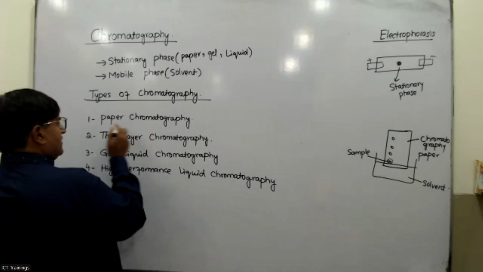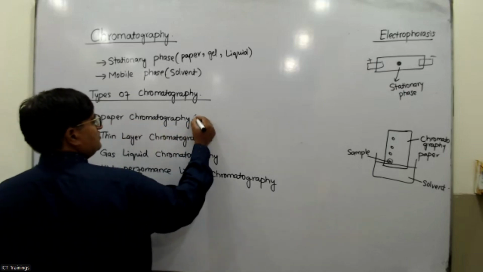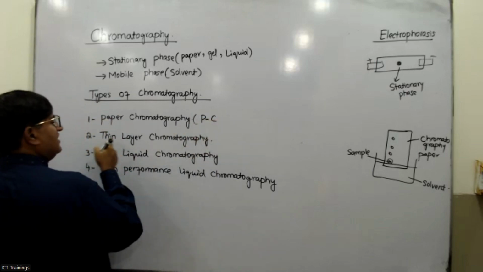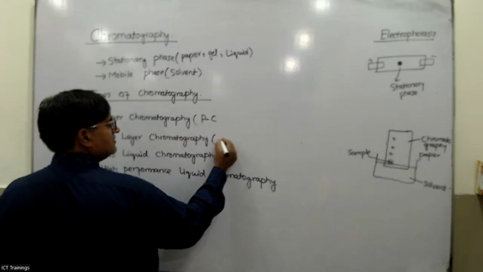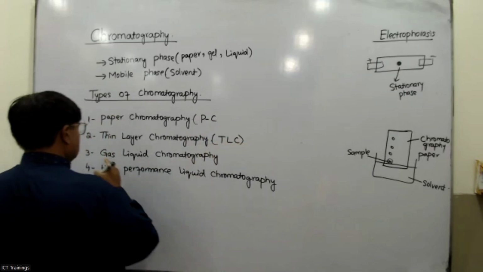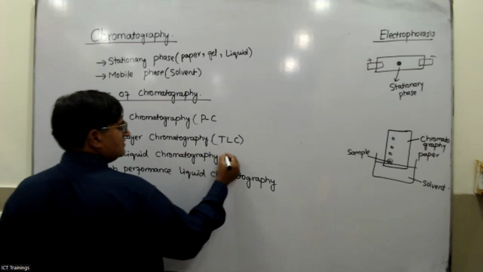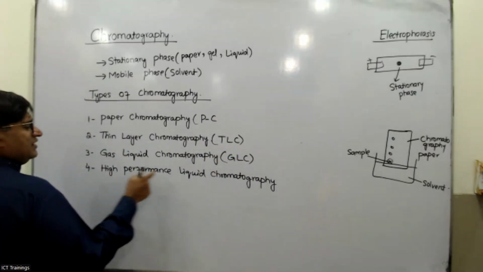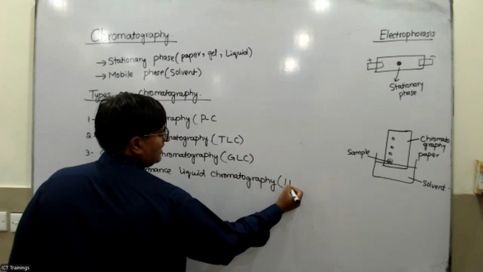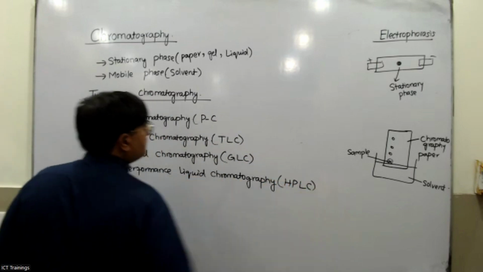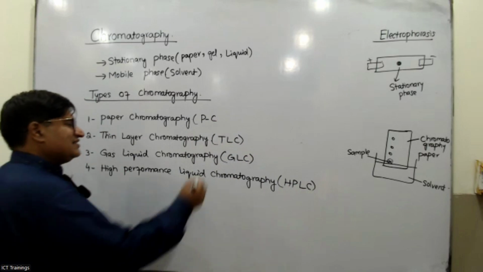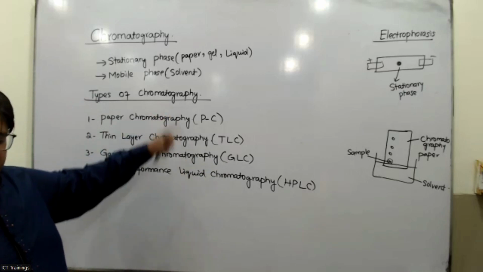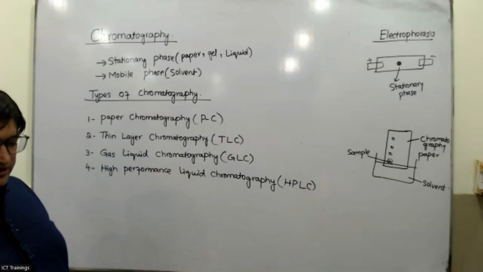So paper chromatography is also called PC. Thin layer chromatography is TLC. Gas liquid chromatography is GLC. And high performance liquid chromatography is HPLC. So PC, TLC, GLC, and HPLC. These are the four different types of chromatography.